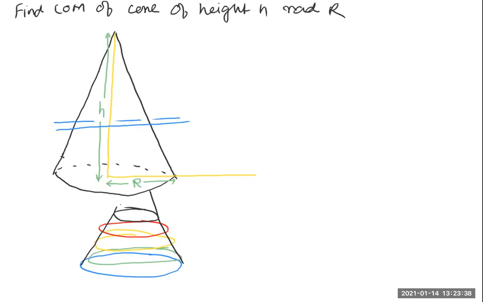So now what I want to do is find out where the center of mass of the solid cone is. To do that, I will not choose my origin at the bottom. I will choose my origin at the top. So from here, at a distance of y, there is a disk, which is my element. Okay?